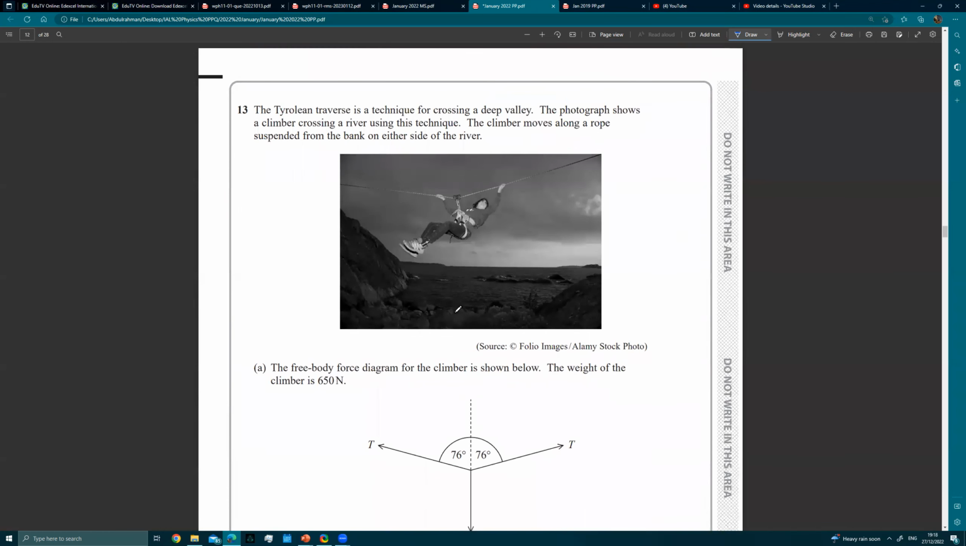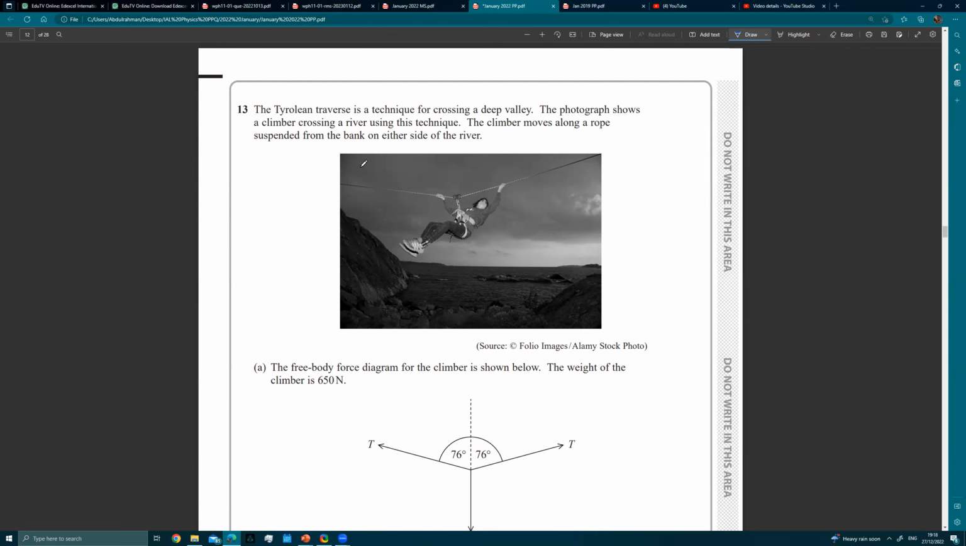So let's move on. A tile. What is that? A transverse. A Tyrolean traverse is a technique for crossing a deep valley. The photograph shows a climber crossing a river using this technique. The climber moves along a rope. You're going to notice all these physics questions, most of the time this information is useless. And it's just, oh, what's the equation? So don't worry if you're like me and you don't know what's going on yet.